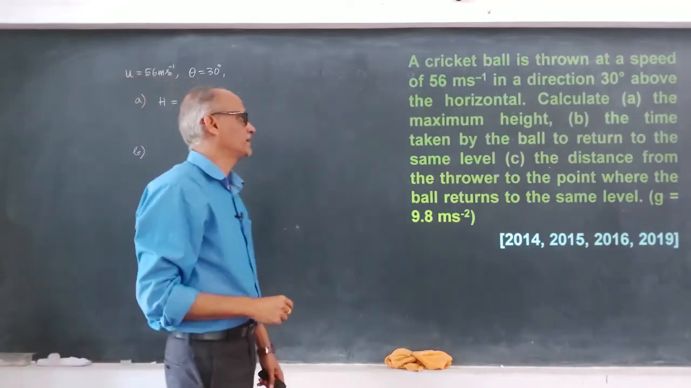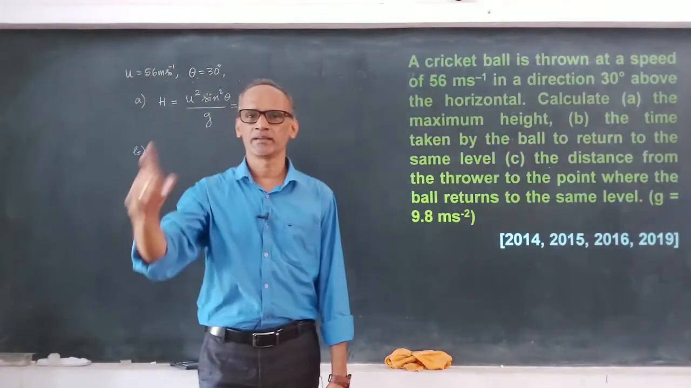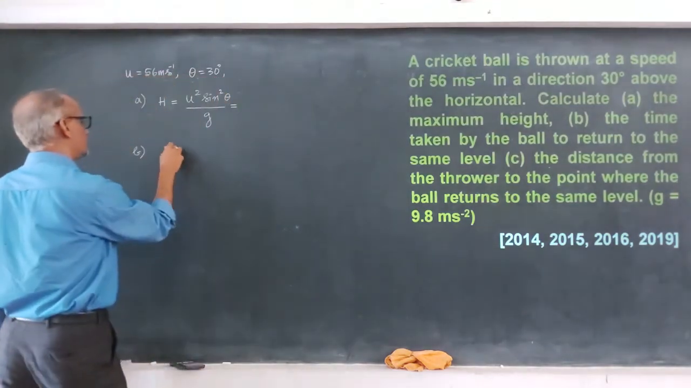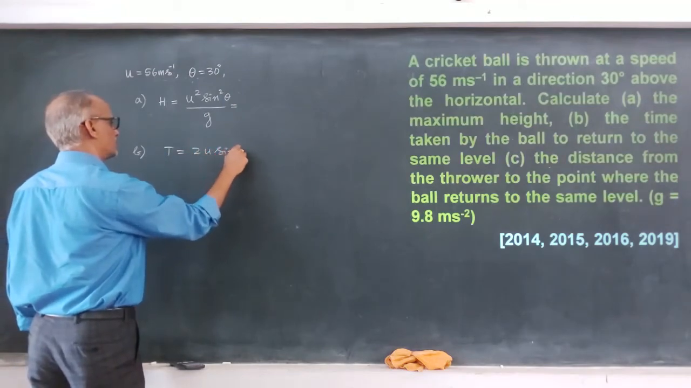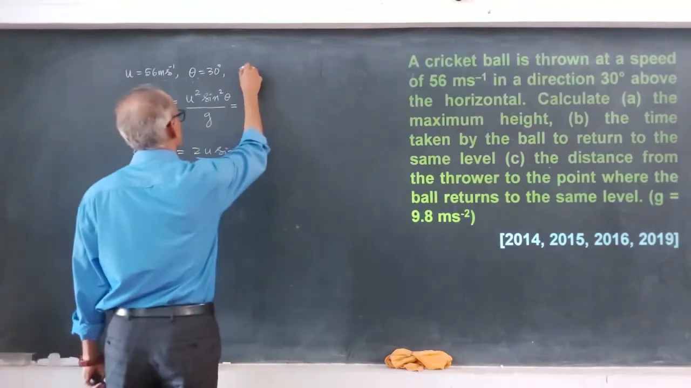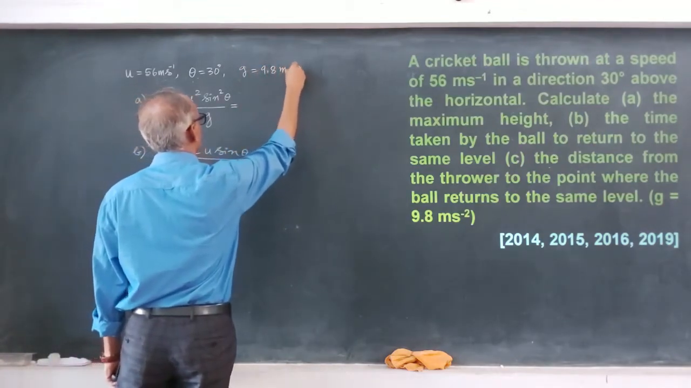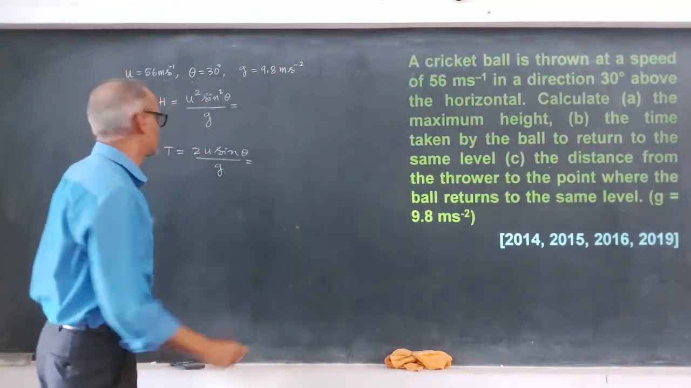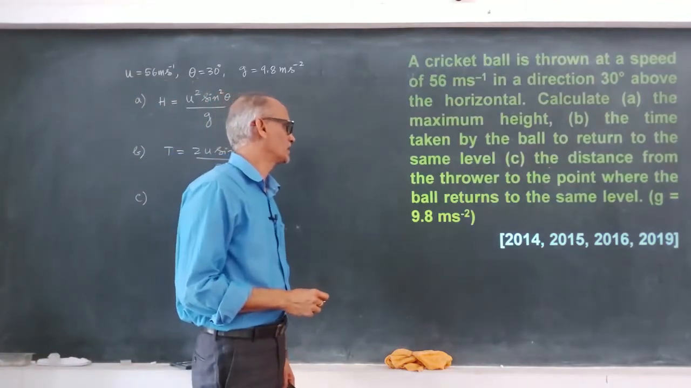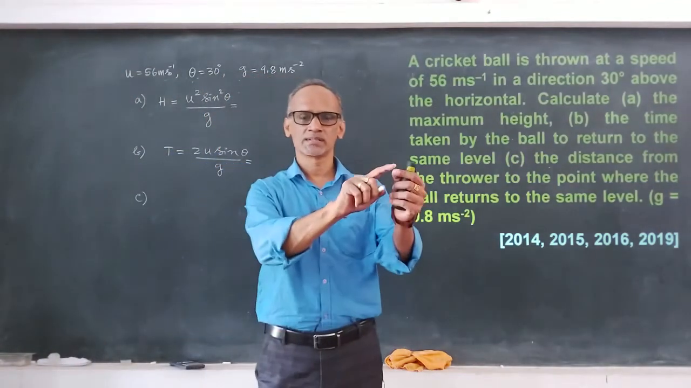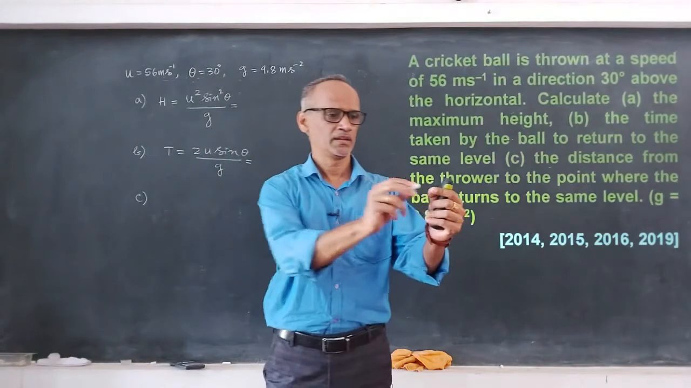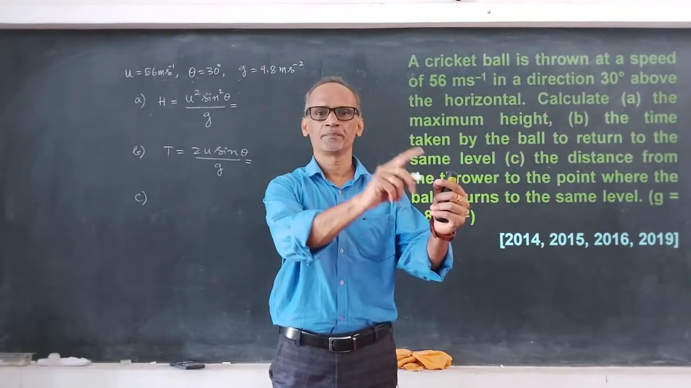Next, option B, the time taken by the ball to return to the same level. That means if it is thrown here, it should reach back here. That is the time of flight, which is t is equal to 2u sine theta by g. And the value of g is given at the end of it, which is 9.8 meter per second square. Option C, the distance from the thrower to the point where the ball returns to the same level. That means if it is thrown from here, it falls back.